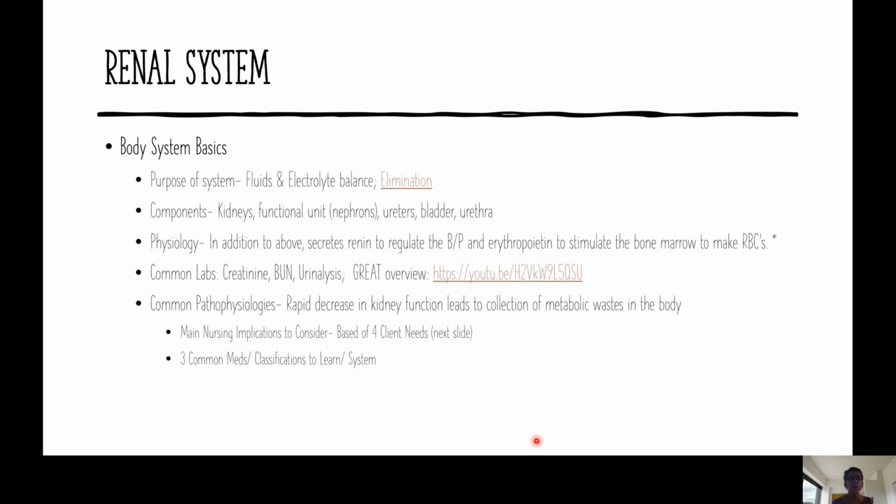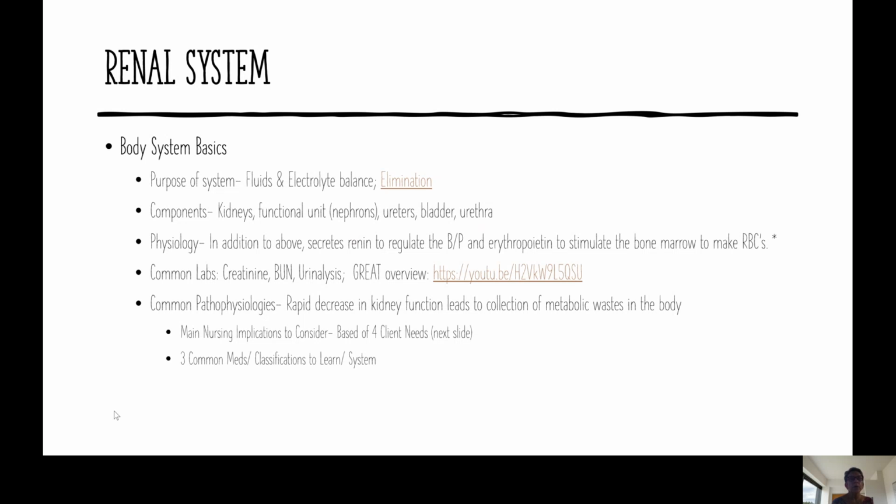So our purpose is to maintain fluid and electrolyte balance and to do elimination. I'm going to read through this really quickly just as a quick overview, and then I'm going to hopefully kick off a YouTube video which I think is so helpful because the gentleman does a fabulous job and there's actually movement of flow through the urine and the nephrons and such, and I think it's a lot easier to see that versus just hearing words.